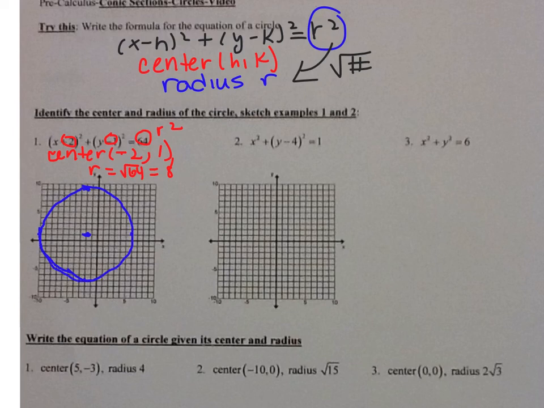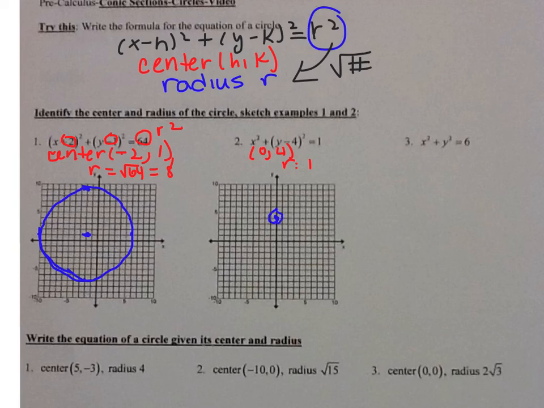Okay, so let's take a look at number 2. Notice that I just have x squared. There's nothing being added to x here, so that means your h is 0. So the center is 0, positive 4, and your radius is the square root of 1, which is 1. So we're going to plot 0, 4, and the radius is 1. It's a tiny circle, just up, down, left, right, 1. So it looks like that.